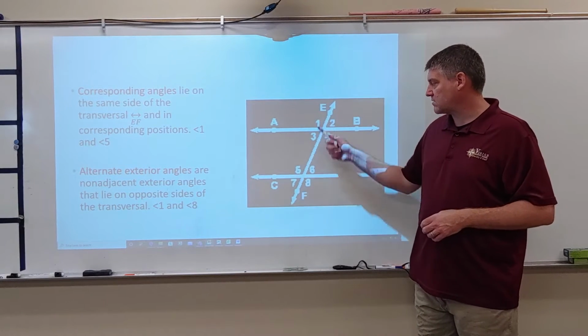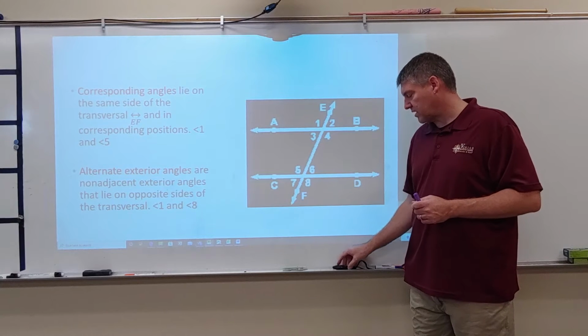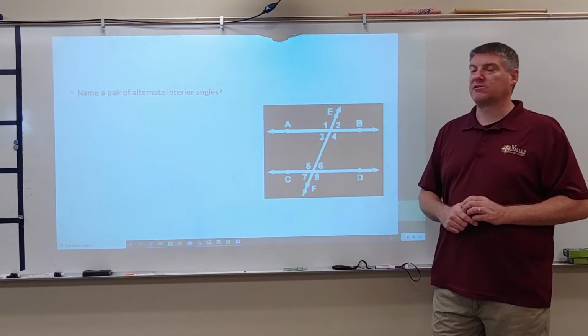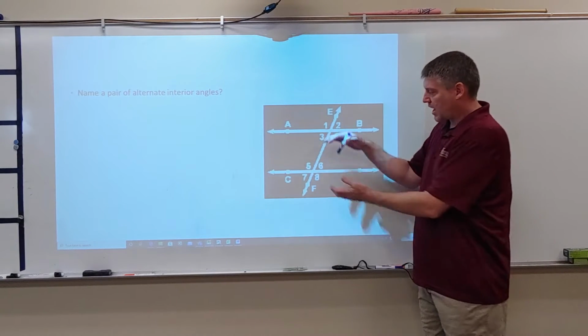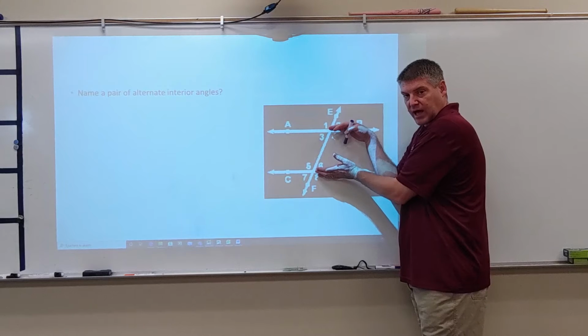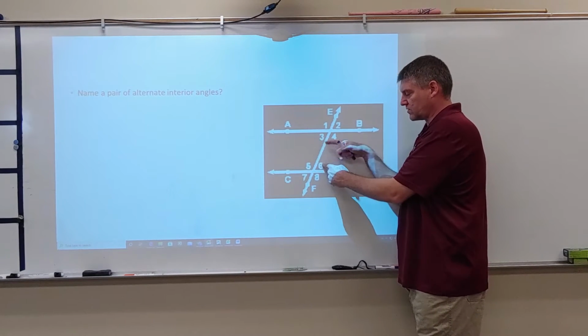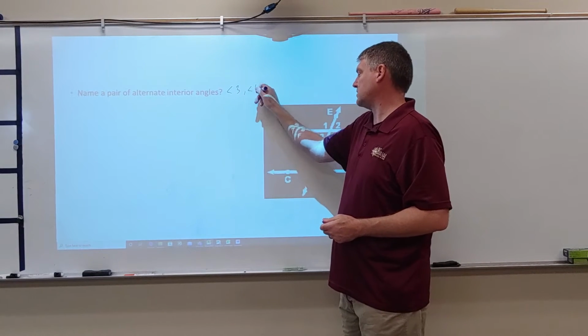Alternate exterior angles are non-adjacent exterior angles that lie on opposite sides of the transversal. 1 and 8 are alternate exterior. 2 and 7 are also alternate exterior. Name a pair of alternate interior angles. So we've kind of gone over this. So my alternate interior, I have to be inside my two lines, and on opposite sides of my transversal. So I'm going to say angle 3 and angle 6.